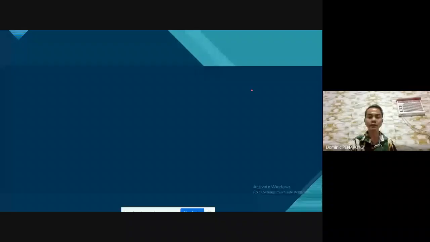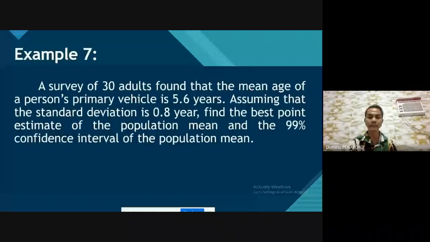All right. So last example. A survey of 30 adults found that the mean age of a person's primary vehicle is 5.6 years. Assume that the standard deviation is 0.8 year. Find the best point estimate of the population mean and the 99% confidence interval of the population mean.